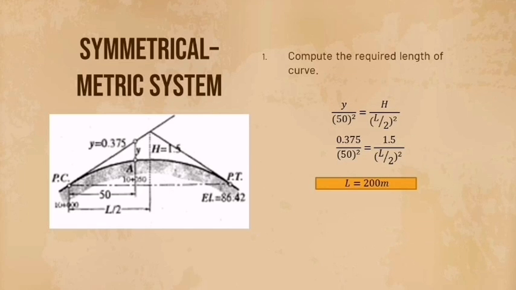So for number 1, compute the required length of the curve. By the way, we are using the symmetrical metric system. So y over 50 squared is equal to h over L over 2 squared. So again, substitute the given.